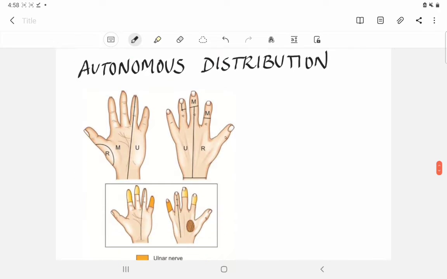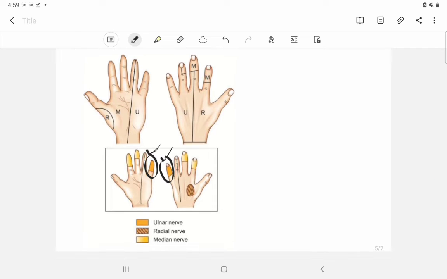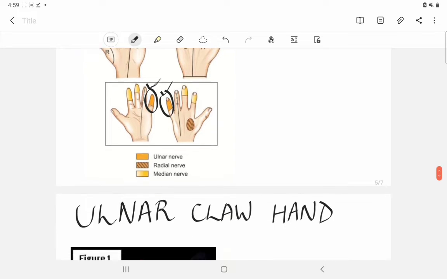Now, autonomous distribution. What does the term autonomous distribution mean? Autonomous distribution is the area exclusively supplied by that one nerve, and in this case exclusively supplied by the ulnar nerve. The autonomous distribution of the ulnar nerve is the distal phalanx of the little finger in both the palmar aspect as well as the dorsal aspect, and this is what we can see from the diagram. This orange color shows the autonomous distribution of the ulnar nerve.